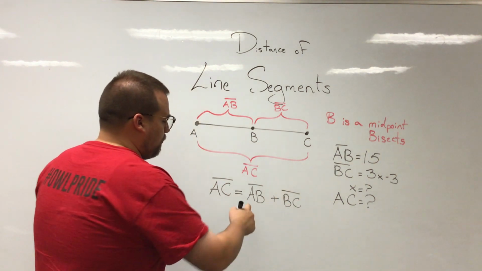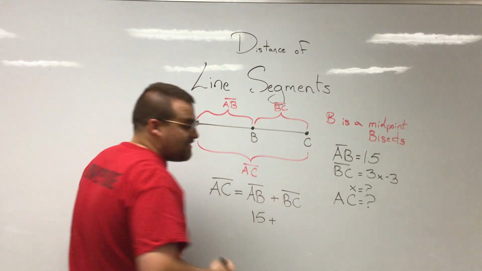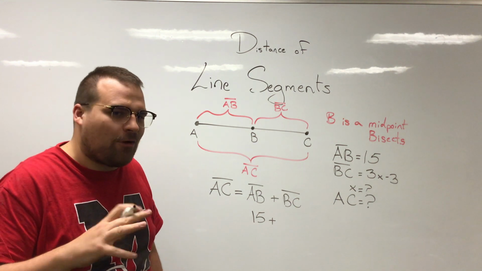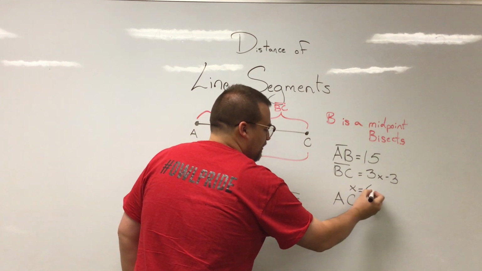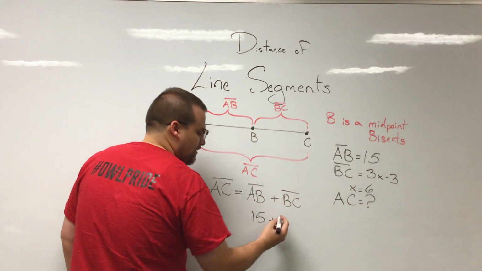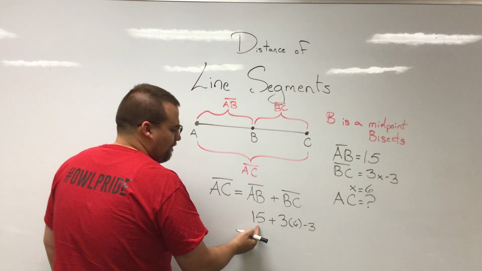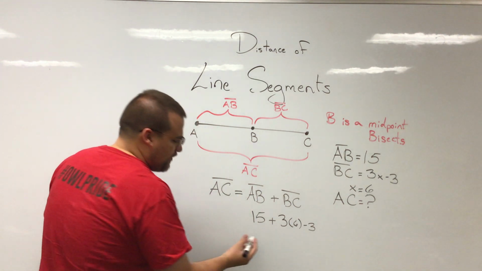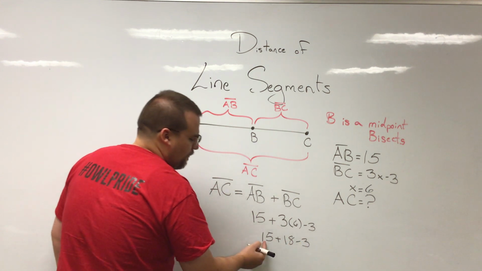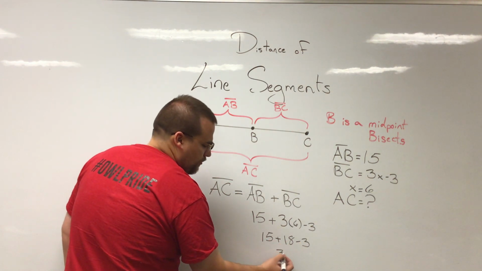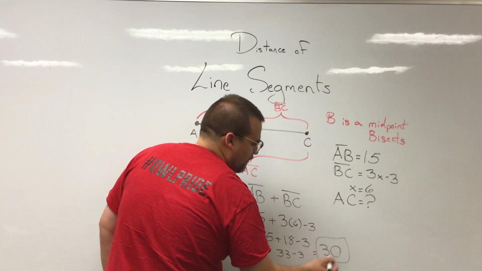Okay, now we know AB is 15, and we know BC was 3x minus 3, but does that really help us? No. But what we could do, now that we know x is 6, we figured that out already, is write this with 6 involved. So 15 plus 3 times 6 minus 3. Well, order of operations tells us we got to do 3 times 6 first, so that's 18. So 15 plus 18, that's 33, and 33 minus 3, guess what? That's 30. That's our value of AC.